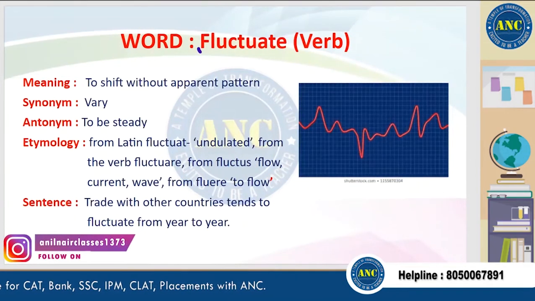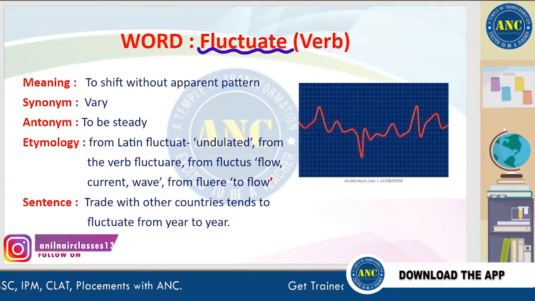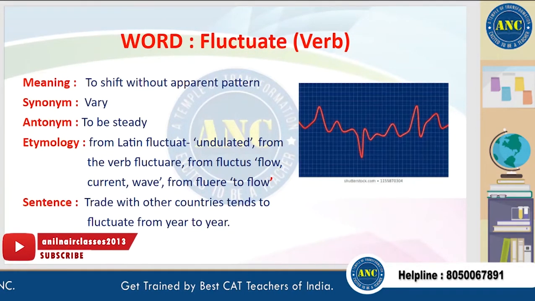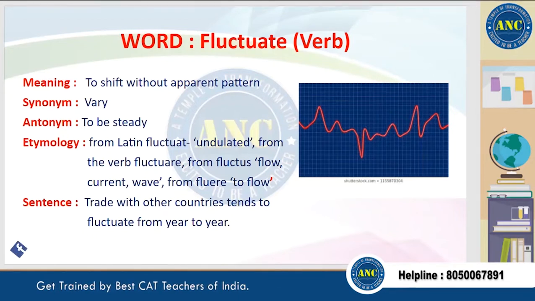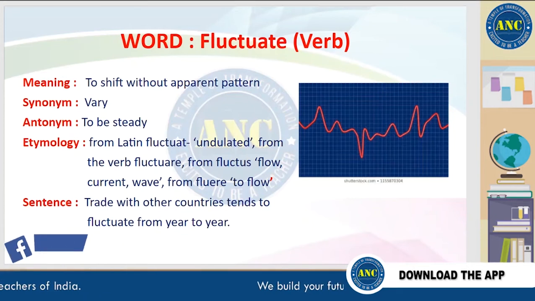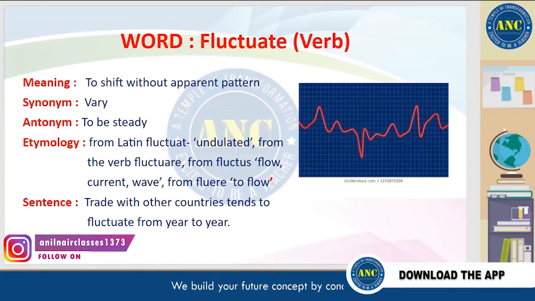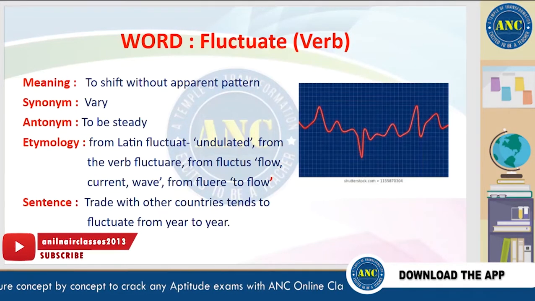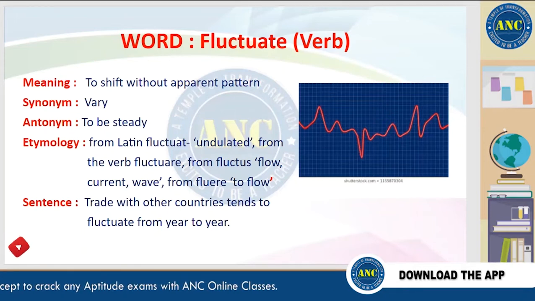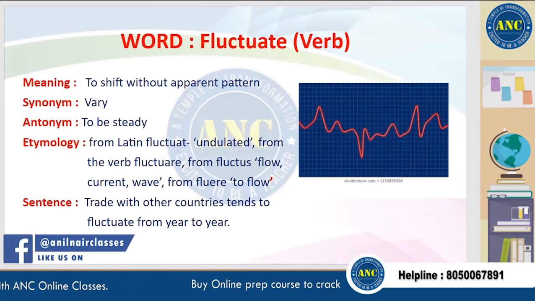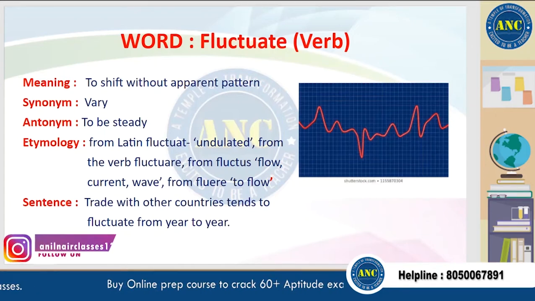The next word is fluctuate. Fluctuate means to shift without apparent pattern. A synonym for this word is vary, and an antonym is to be steady. It is derived from a Latin word which means flow, current, or wave. A sentence for this word is, trade with other countries tends to fluctuate from year to year.